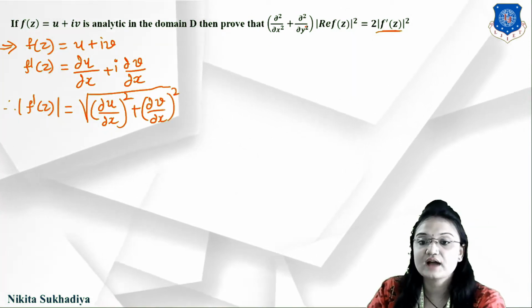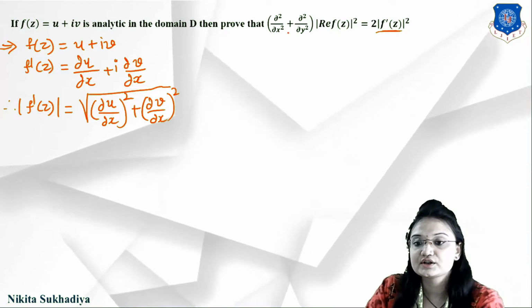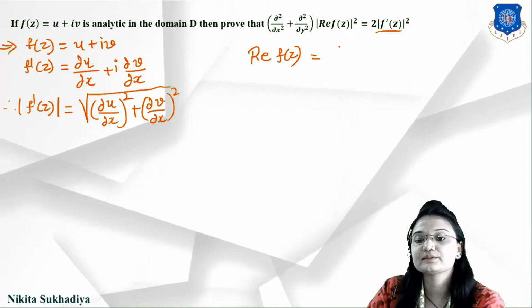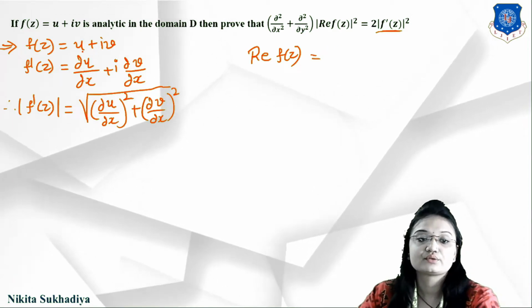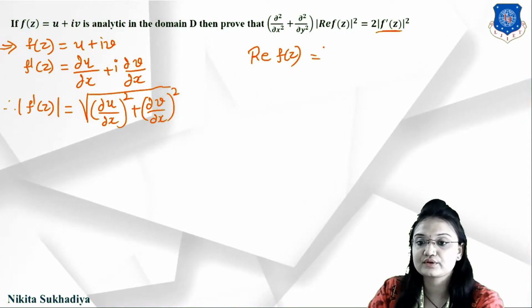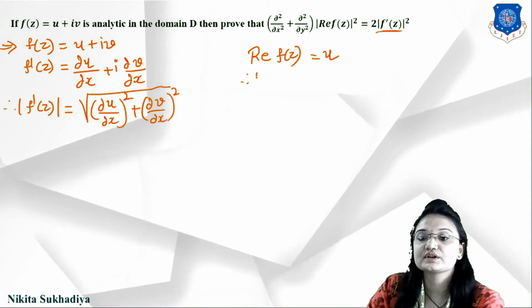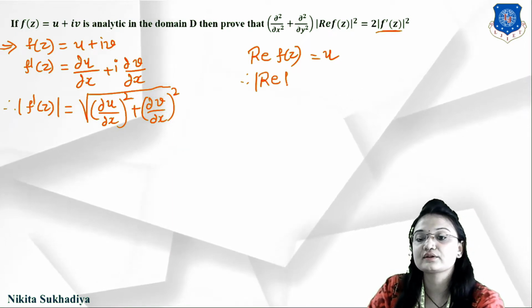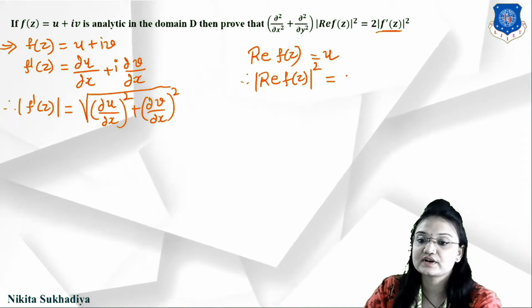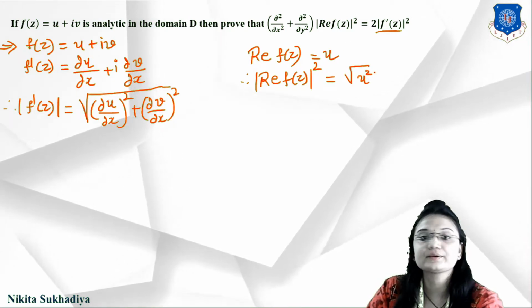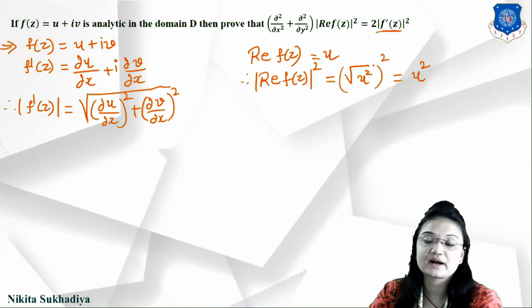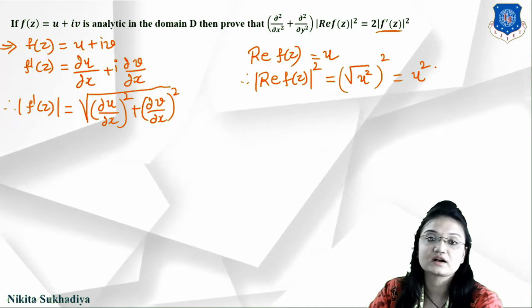Okay, now for our LHS what we need is the real part of f of z. The function f of z is equal to u plus iv, so what is the real part? The real part of f of z is u. So here we need mod of real part of f of z whole raised to square. Mod of the real part is under root of u square, and whole raised to square, that is u square. So mod of real part of f of z whole raised to square will become u square.